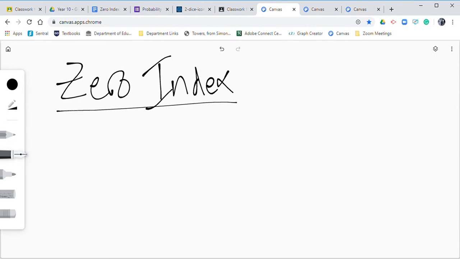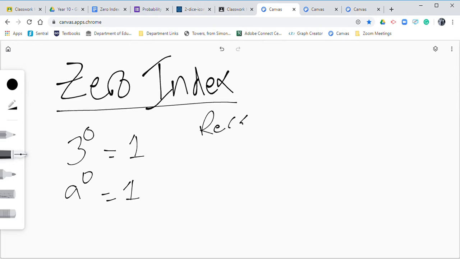So the zero index law works like this: if I had any number, so if I had 3 to the power of 0, or if I had a to the power of 0, either of these would equal 1. The way to think about this is, let's recall: number 1, if I had 3 divided by 3, that would equal 1. If I had x divided by x, that would equal 1.